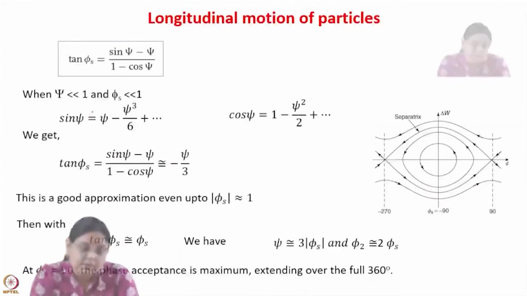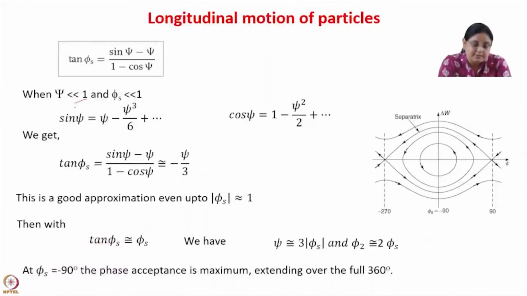Now when psi is much smaller than 1 and phi s is also much smaller than 1, we can expand sin psi and cos psi in this way. So sin psi is psi minus psi cube by 6 plus so on, and cos psi is 1 minus psi square by 2 and so on. And we can substitute in this expression for tan phi s by keeping only the initial two terms.